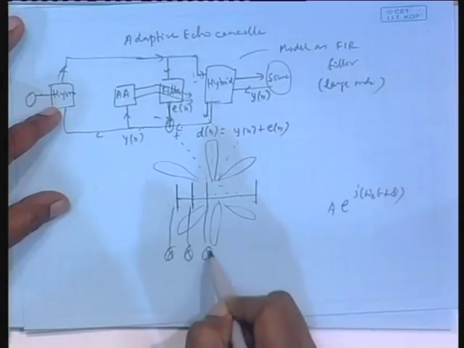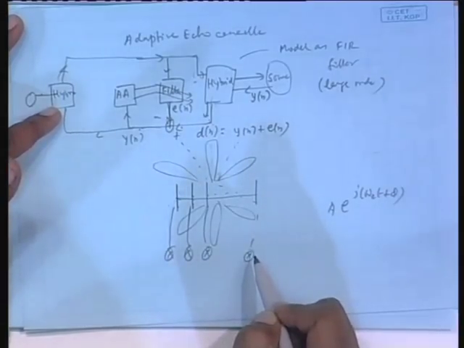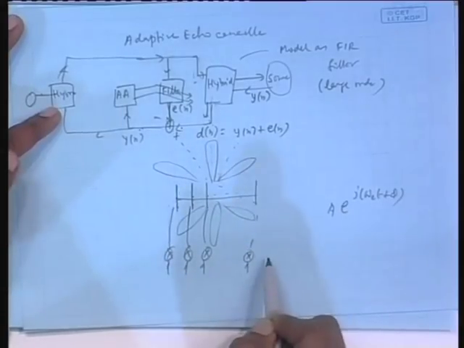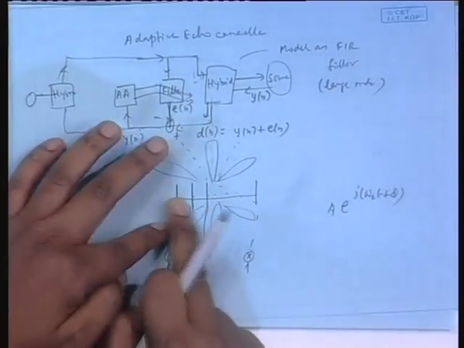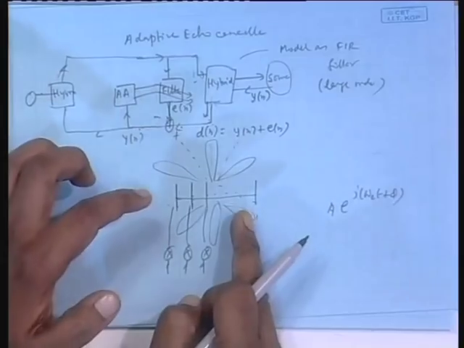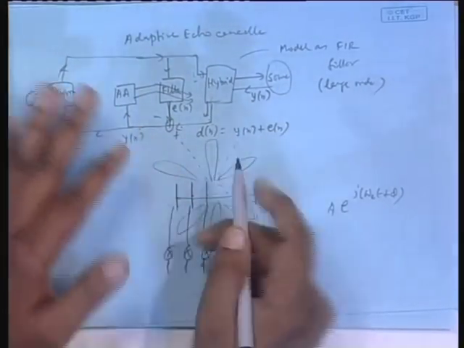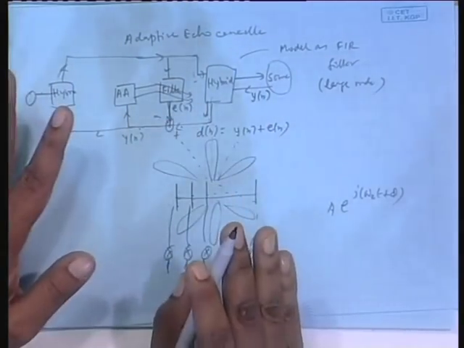These weights can be complex numbers though, you can view them as though they are like filter weights. Incoming signal is coming, you are multiplying it by some filter weights. Depending on the coefficients exactly, the phase difference that you are giving will be determined. And depending on that only the orientation, the angle of the beams, whether the main beam will be like this or will be somewhat tilted, that will be determined.